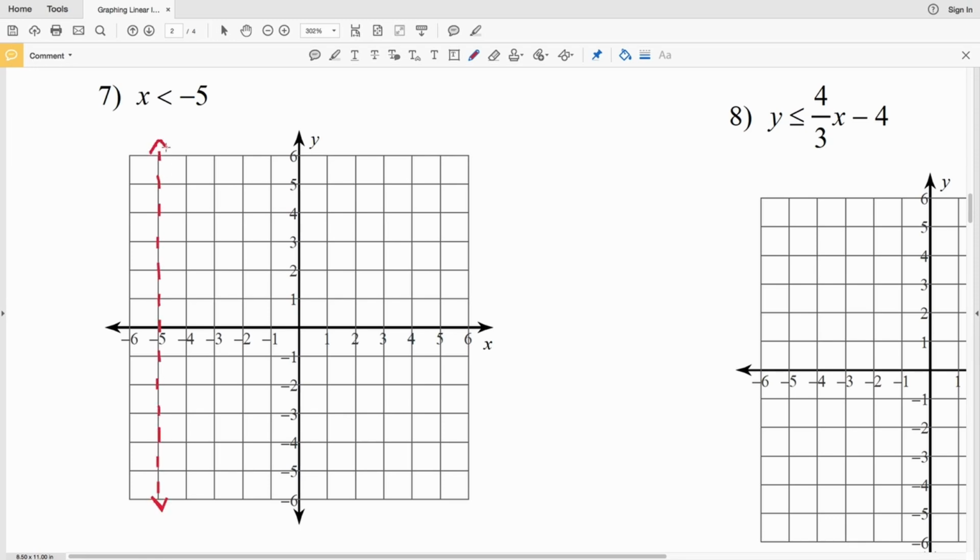So go ahead and draw that dashed line, and then we're going to shade in to the left since the x values are less than negative 5. So that would be negative 6, negative 7, and so on, regardless of y.